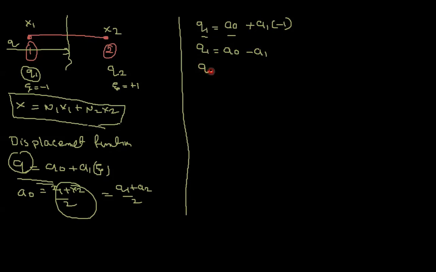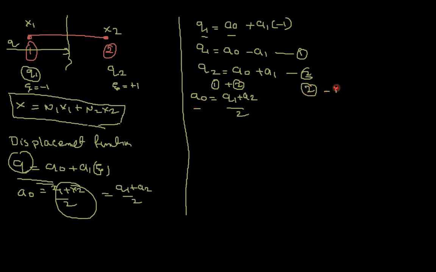Similarly, at node number 2, q2 can be written as equal to a0 plus a1. So these two equations are possible. From this, it is possible to define that a0 would be equal to q1 plus q2 by 2. Let us say these are equation numbers 1 and 2. If you add equations 1 plus 2, you will get a0. If you deduct 2 minus 1, you are going to get the a1 value. That a1 would be equal to q2 minus q1 by 2.